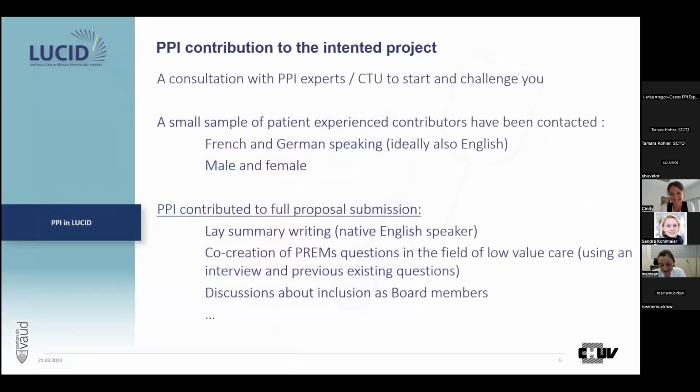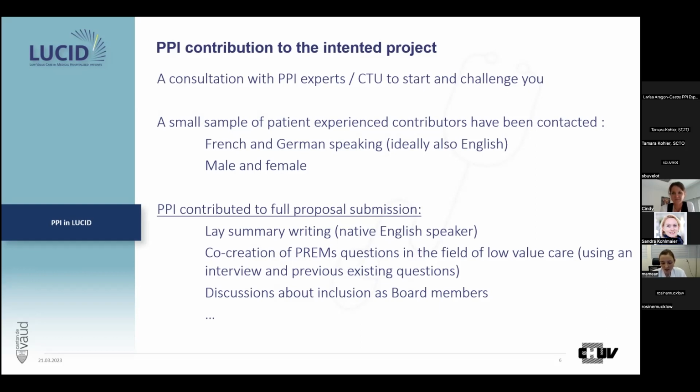Yeah, what we wanted to stress here is that there are two phases, as was presented before. There is the phase before the project, and this is the intended part, when we thought about how we could include patients in the project. So we did a consultation. It was not the CTU, concretely it was in Geneva. We had a consultation with a group of PPI experts. And after this consultation, we decided to have a small sample of patients.